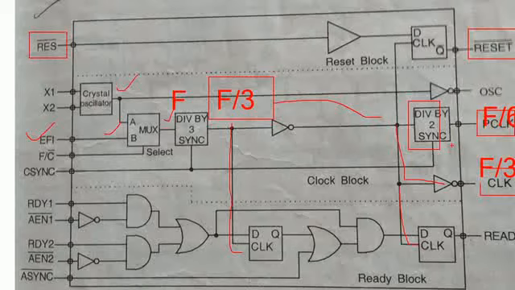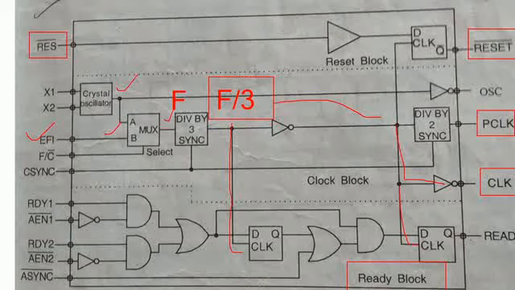So this is all about the clock block in 8284. Now come to the ready signal. As I said, the internal block is divided into 3: the reset block, the clock block, and the ready block. The clock block is providing 2 clock signals. One is the clock signal required by the 8086 microprocessor, and the other is the clock signal required by the peripheral devices which are interfacing to the microprocessor.